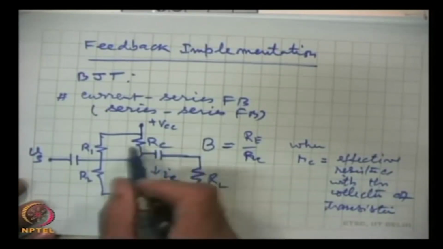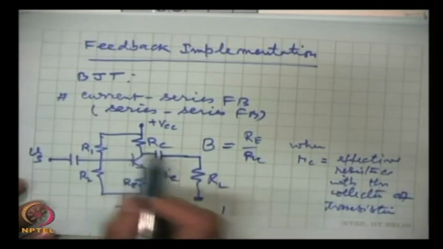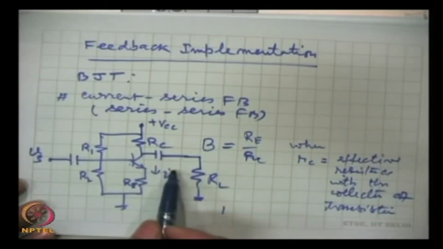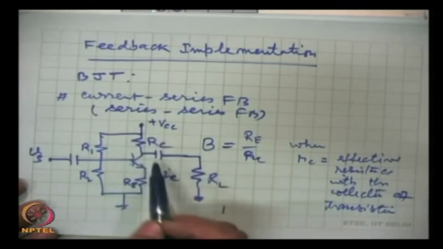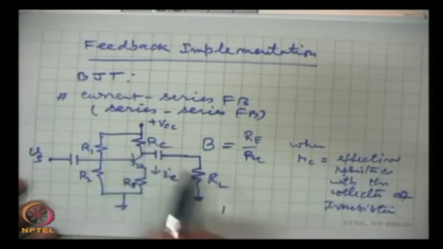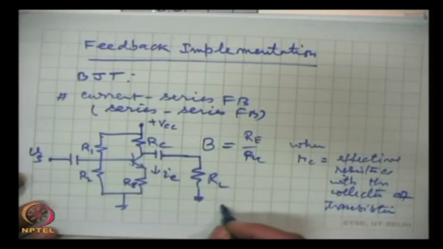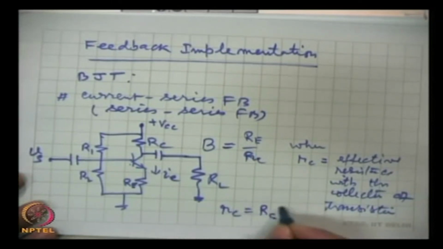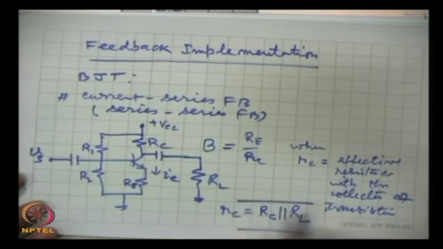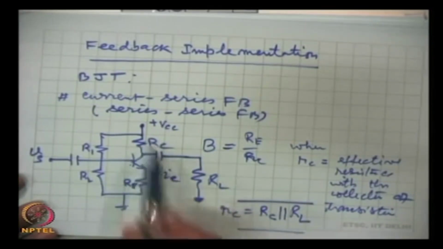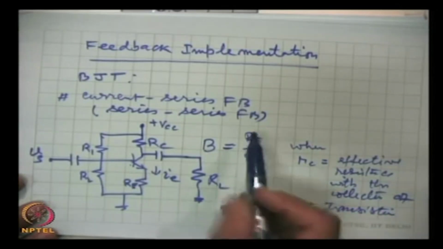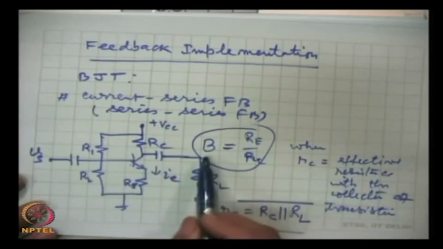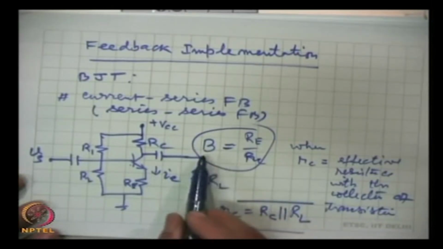Then the effective resistance is actually the two in parallel, because for AC analysis DC voltage sources have to be grounded. This is already ground, this is to be grounded, capacitors are taken as short. So, the two resistances will come in parallel. So, then this RC will be RC in parallel with load resistance RL. If this is 4K, this is 4K, it becomes 2K. The parallel combination of 4K and 4K will give you 2K. So, that is the value we have to use. So, this is the value of the feedback factor.